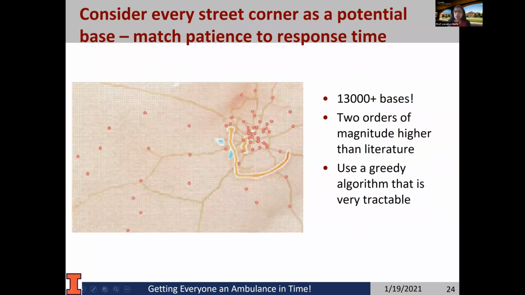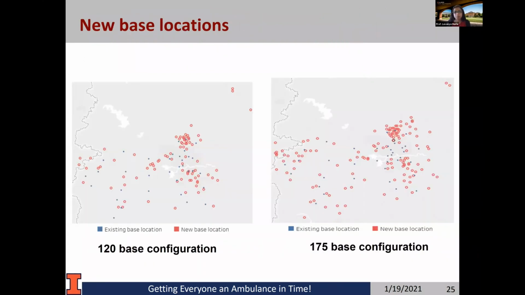And we also simultaneously say, suppose every street corner of the city were considered a potential base location for ambulances, which is one of the largest models solved in the literature with 13,000 potential base locations. And again, we use that greedy algorithm that I talked to you about. Can we match people's patients to the way the system is, how we locate ambulances and therefore serve more people?